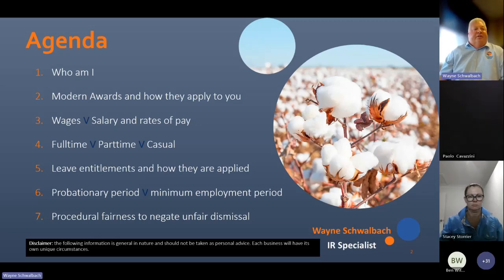You'll notice too that there's a disclaimer saying that the information is general in nature and should not be taken as personal advice, because every operation is different. Every operation has different scenarios, so there's not a one size fits all. It's not a cookie cutter operation. So the information I'm giving today is based on the Fair Work Act as it stands, and also I'm assuming that the majority of you all fall under the Pastoral Award 2020.